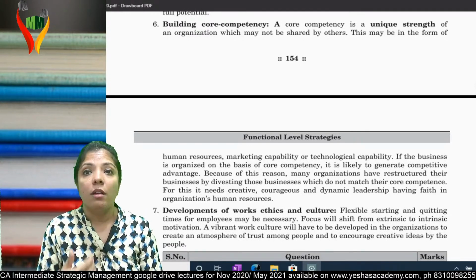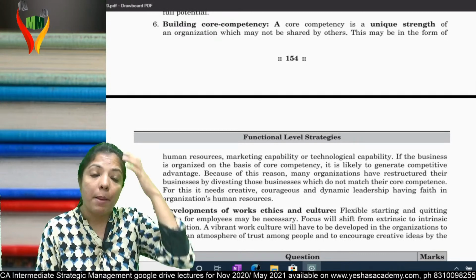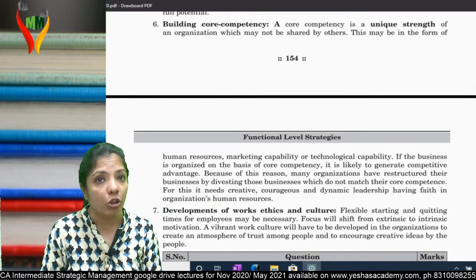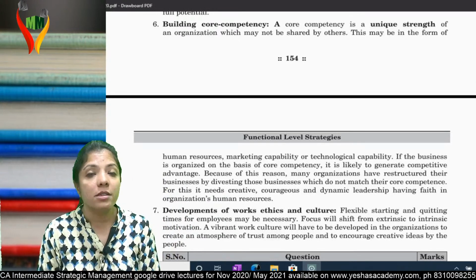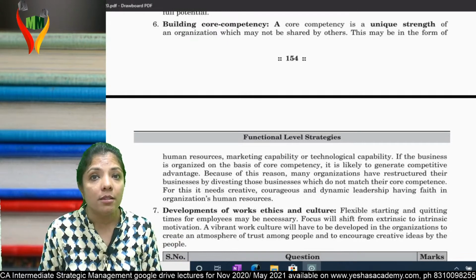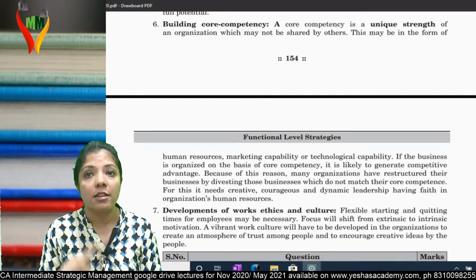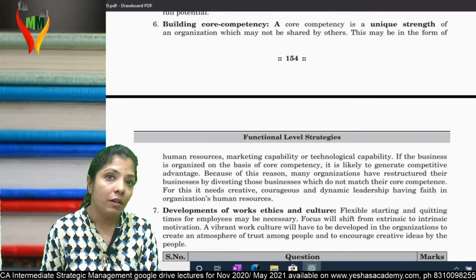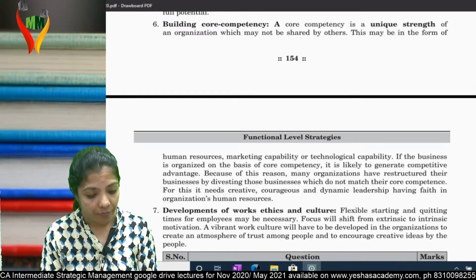So now what is the company doing? Company is now restructuring themselves by divesting those business lines which do not match their core competency and focusing on the one which is matching their core competency. For doing all this, you need creative, courageous, dynamic leaders who have faith in their HR. Am I clear? Who recruits such leaders? HR people. Am I clear?